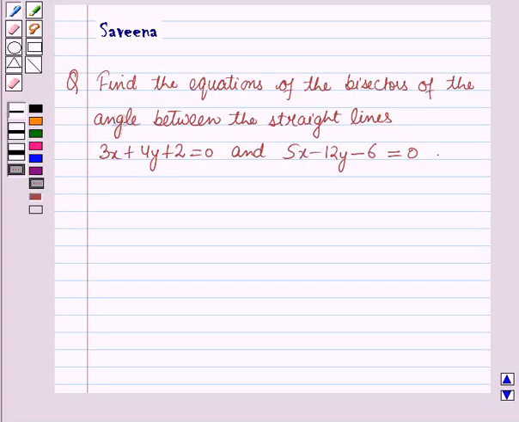In this session, we will discuss a question which says: find the equations of the bisectors of the angle between the straight lines 3x + 4y + 2 = 0 and 5x - 12y - 6 = 0.